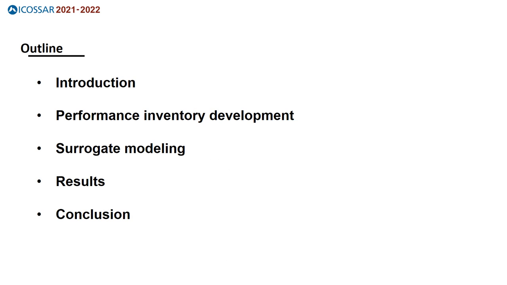I will first introduce the problem that this research addresses, which is how we can leverage surrogate models for a risk-informed early seismic design. Next, I will talk about developing suitable performance inventories for this purpose. After that, I will discuss the process to create efficient and generalizable surrogate models. And finally, I will show the results and finish the presentation with key points that we will discuss.